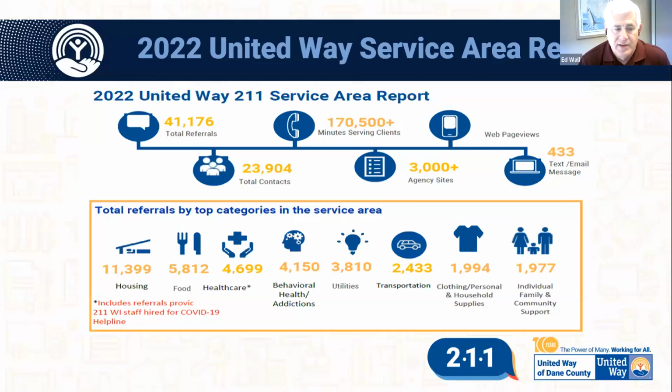You can see down on the bottom, housing, food, healthcare. Healthcare was higher the last year because obviously of COVID and coming out of COVID. But behavioral health and addictions also spiked. Usually utilities would be up in that top third or fourth position. But throughout COVID, we had a real heavy spike in behavioral health and addiction issues.